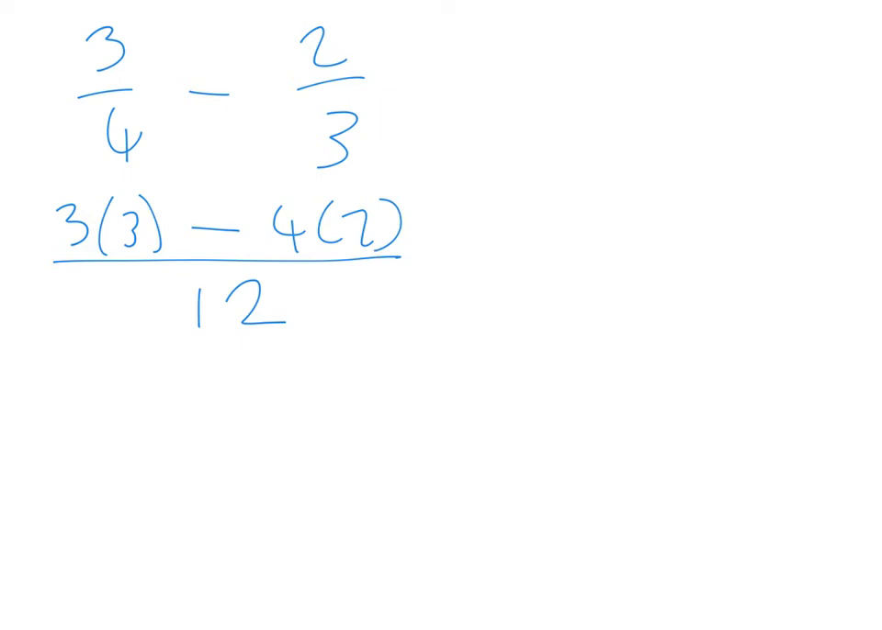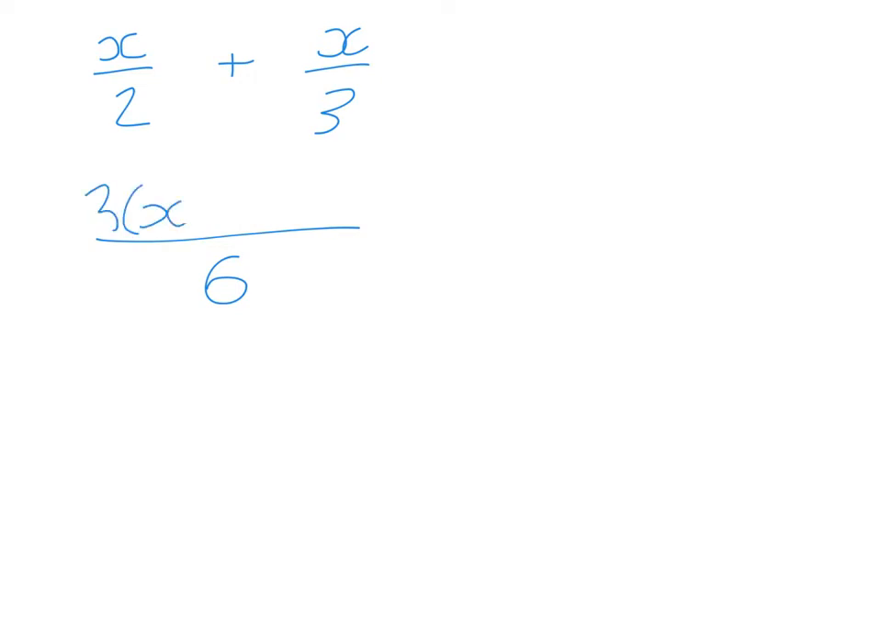We then multiply out the top of our fraction. 3 times 3 is 9. Minus 4 by 2 is minus 8. So we get 9 minus 8 over 12. 9 minus 8 is 1. So it's 1 over 12. And this is the format that we're going to use when we are doing algebraic fractions.